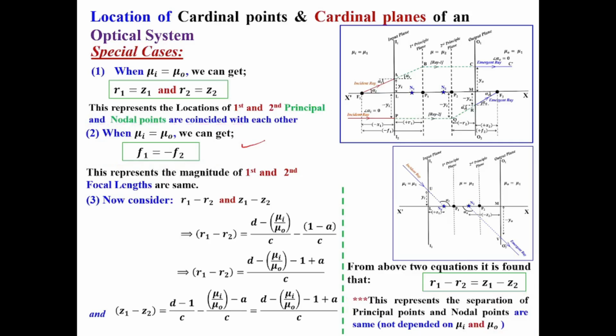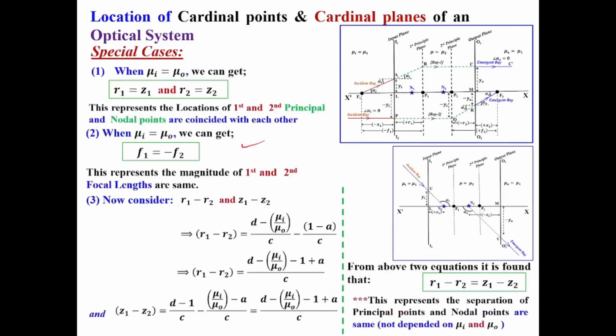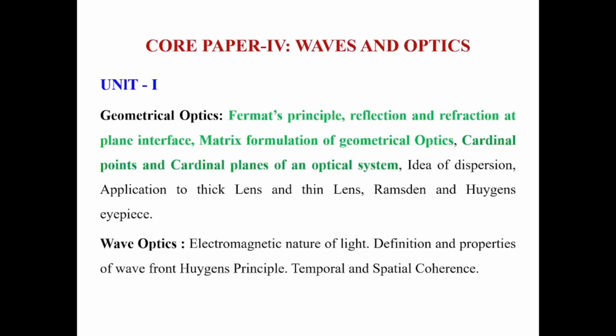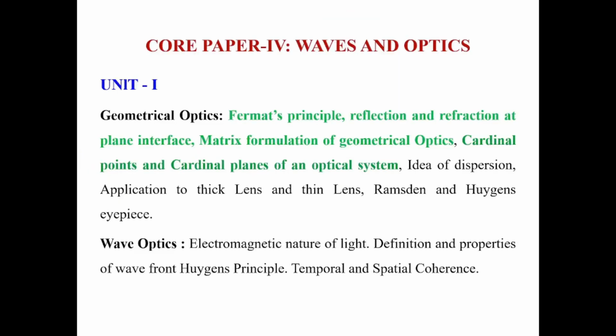Also I suggest you remember these equations, equation numbers 5 and 4, which represent the location of focal points, principal points, and nodal points. So we discussed this in this class. The video is somewhat long, so you have to watch it with patience and make notes for your exam. In this video we discussed the location of cardinal points and planes of an optical system in general. Up to this much we have completed.